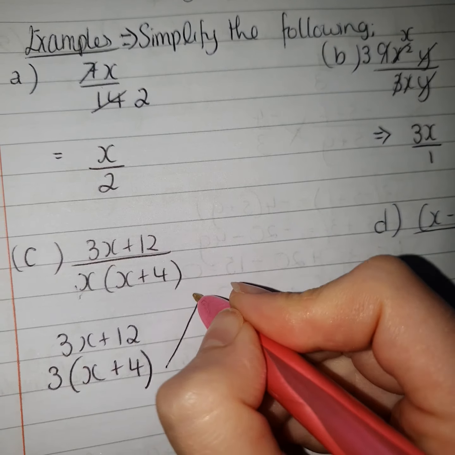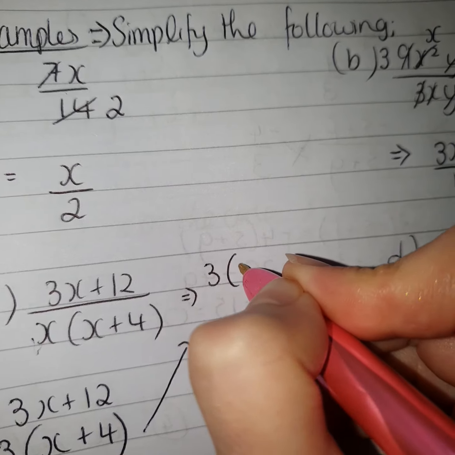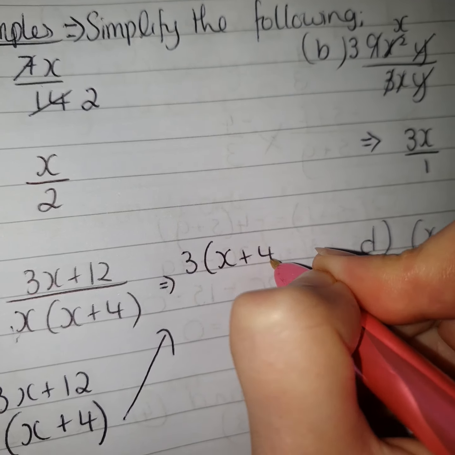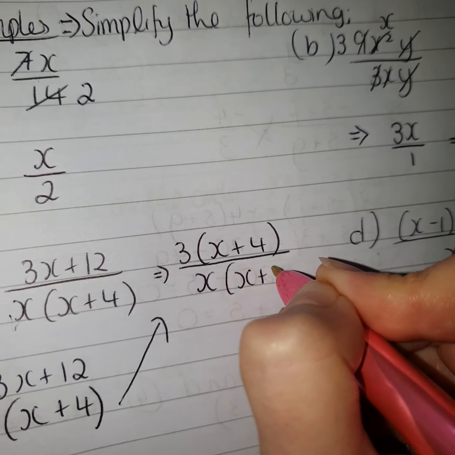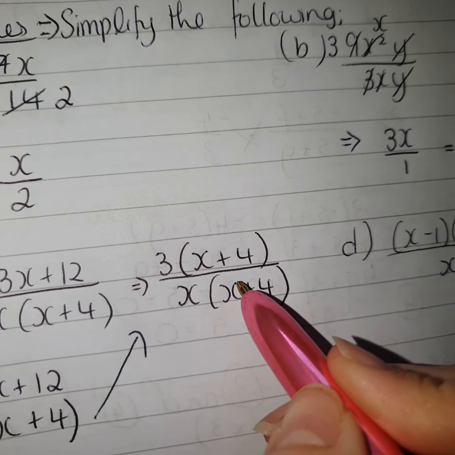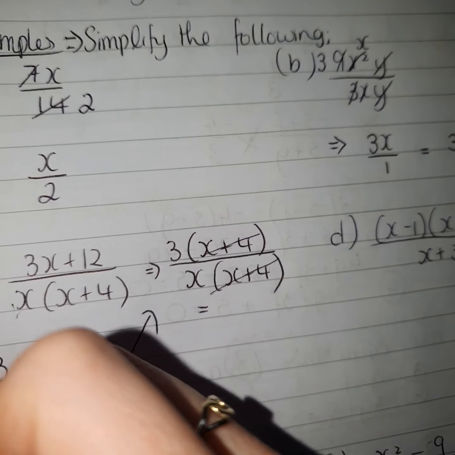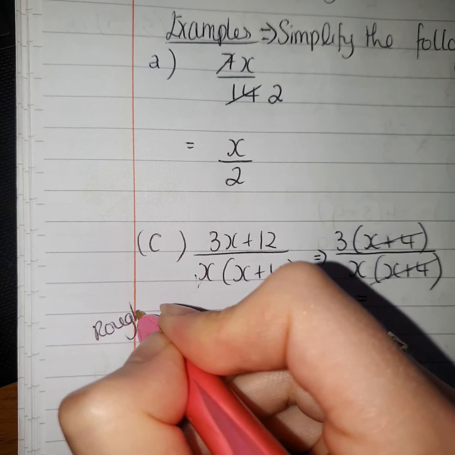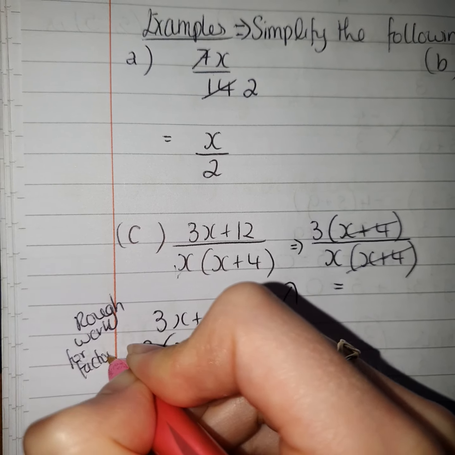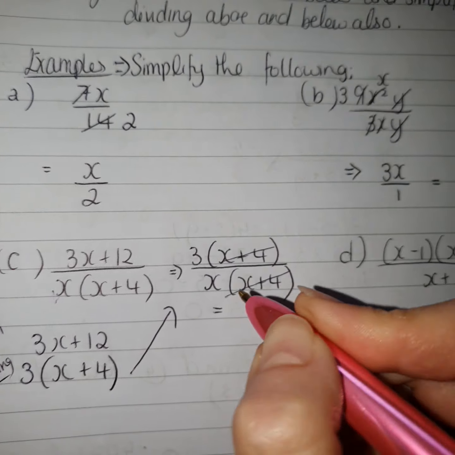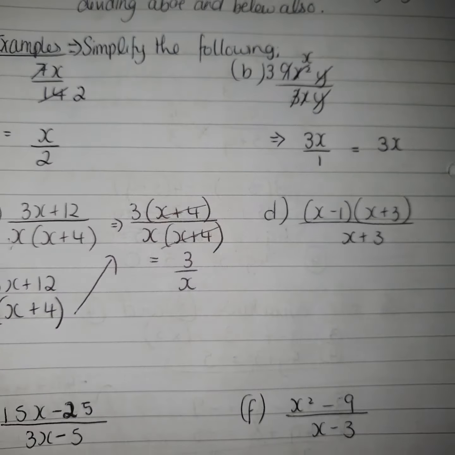So now let's go back up here. So the top line now is really 3 bracket x plus 4 all over x times x plus 4. Okay, so now that will actually divide into that. And what you'll be left with then is, so we just say this is my little rough work for factorizing. Actually, it's not really rough work. You keep this as well, okay? So rough work for factorizing. So really then what we have is 3 all over x, and that's your answer. You can't go any further.